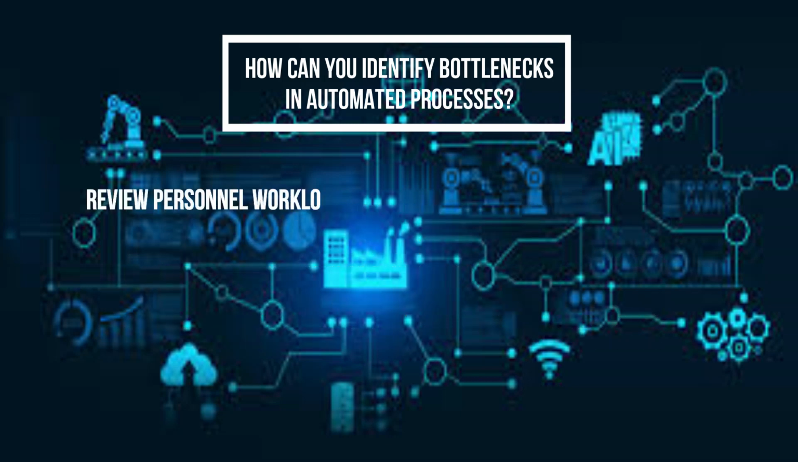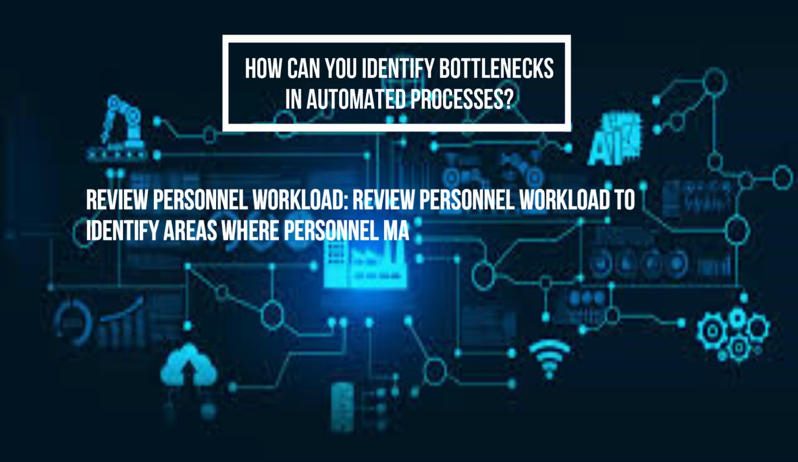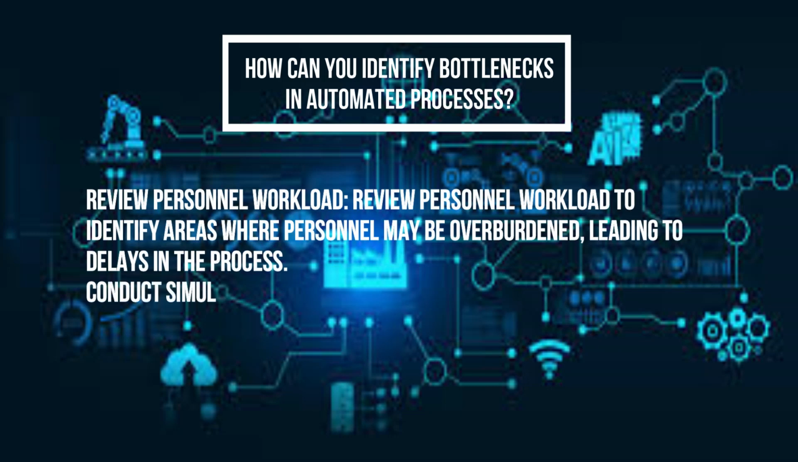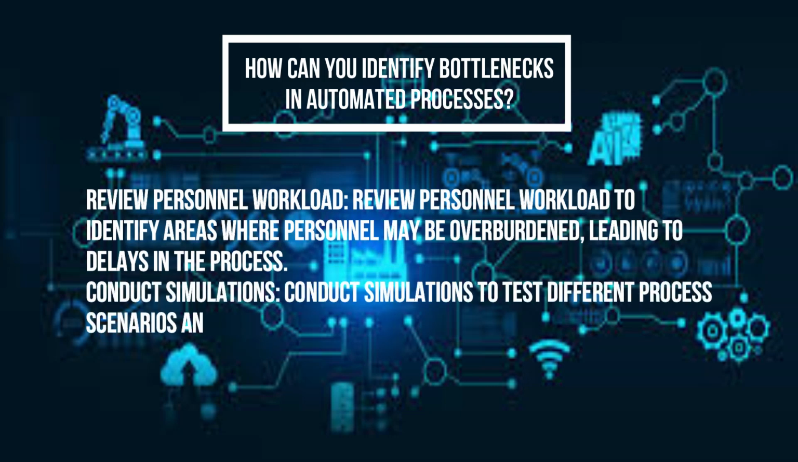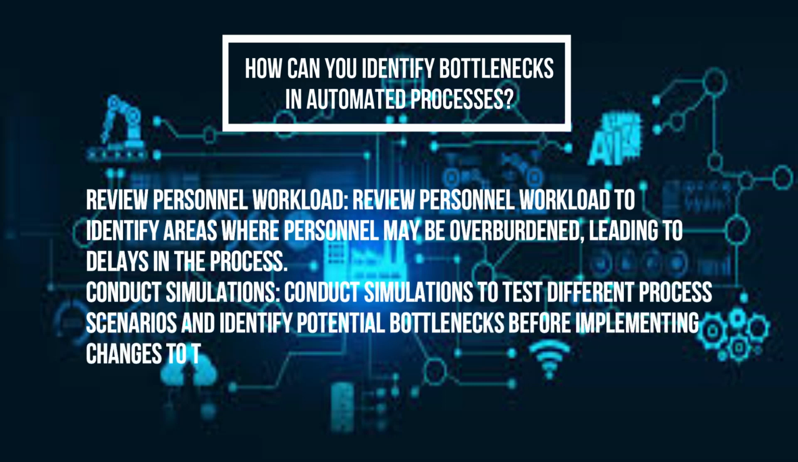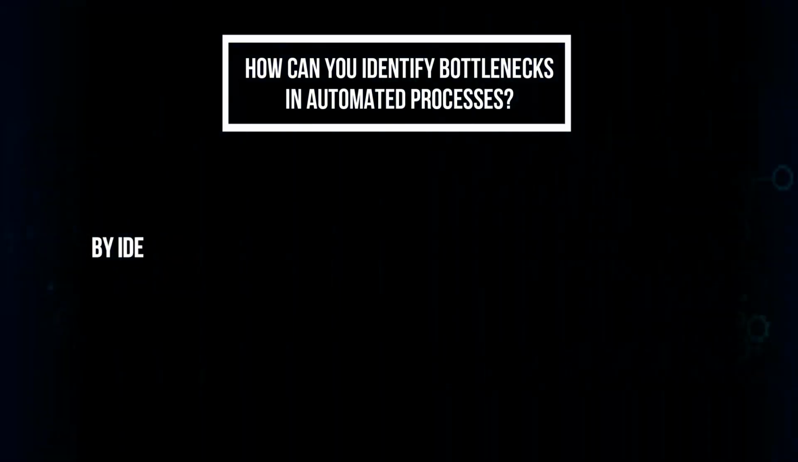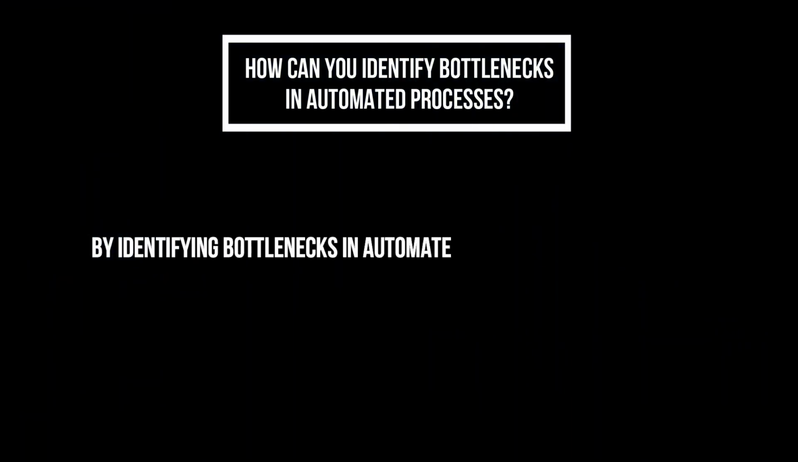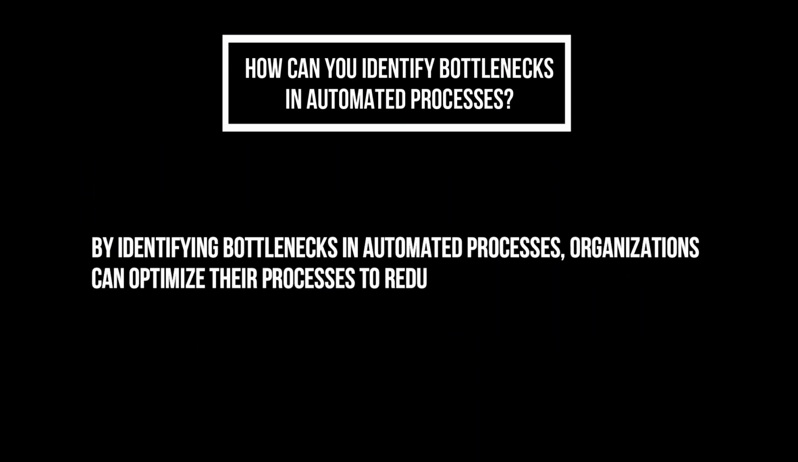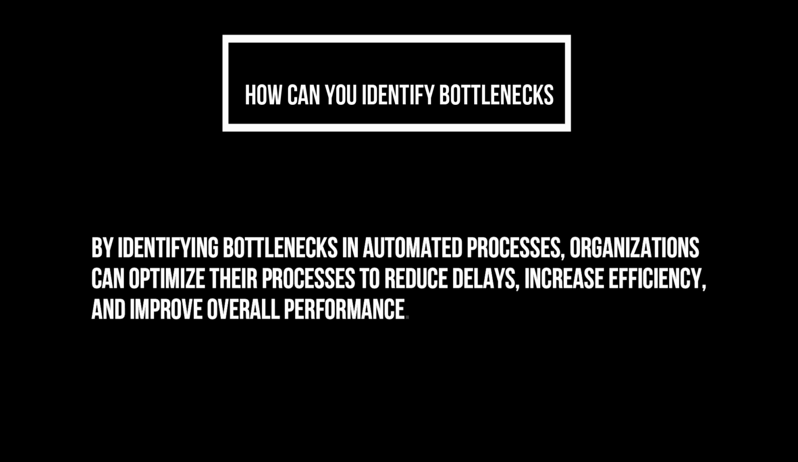Review personnel workload. Review personnel workload to identify areas where personnel may be overburdened, leading to delays in the process. Conduct simulations. Conduct simulations to test different process scenarios and identify potential bottlenecks before implementing changes to the process. By identifying bottlenecks in automated processes, organizations can optimize their processes to reduce delays, increase efficiency, and improve overall performance.